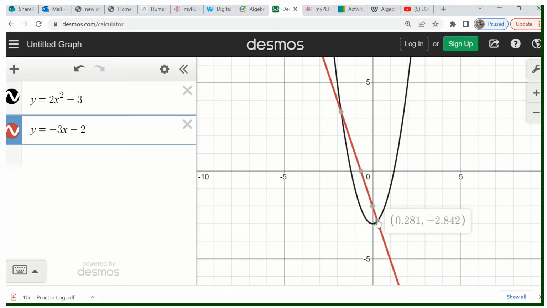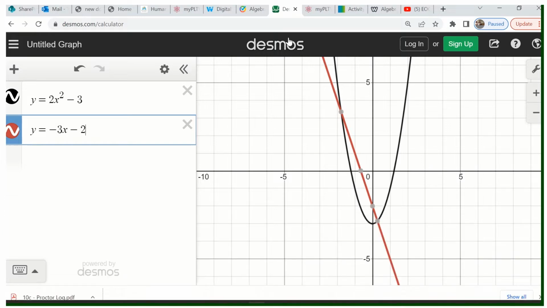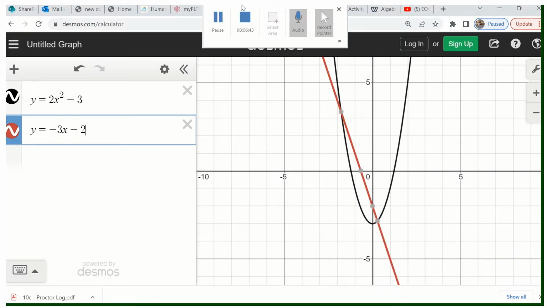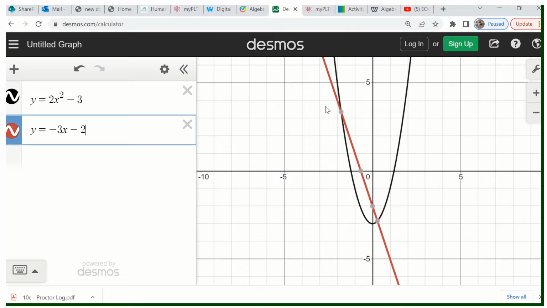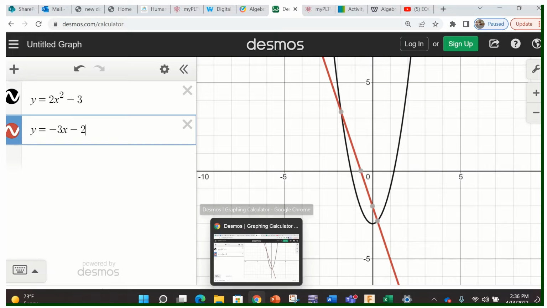And I know when I gave a test on this that people just gave me the coordinates of every place that they saw a dot, and you can't do that. Desmos is great and it's powerful, but it doesn't know what you're trying to do, and so you need to make sure that you are paying attention to the points there.